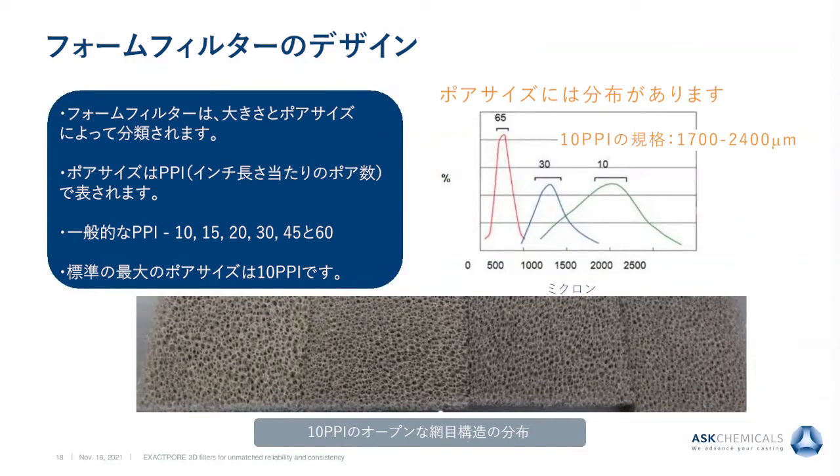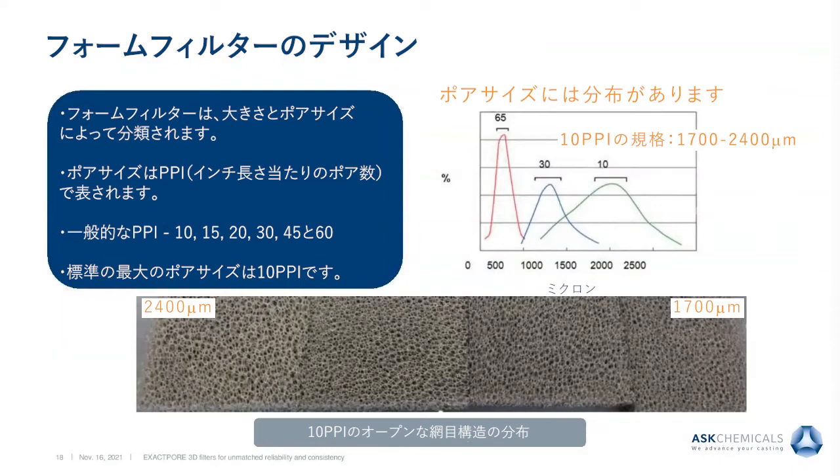Looking at the image below, you can see the range of 10 PPI filters from open to fine. The filter on the left side has an average pore size around 2400 microns. The filter on the right side has an average size of 1700 microns. These are all filters that are in this 10 PPI specification.